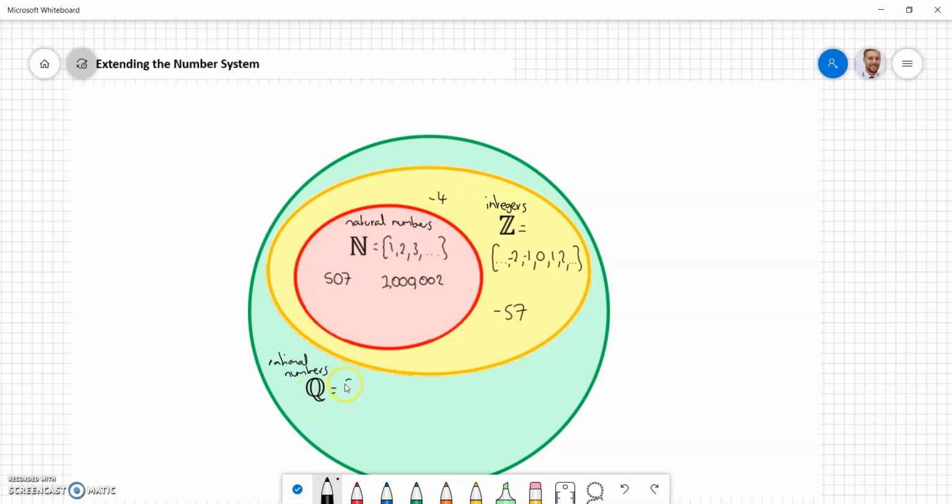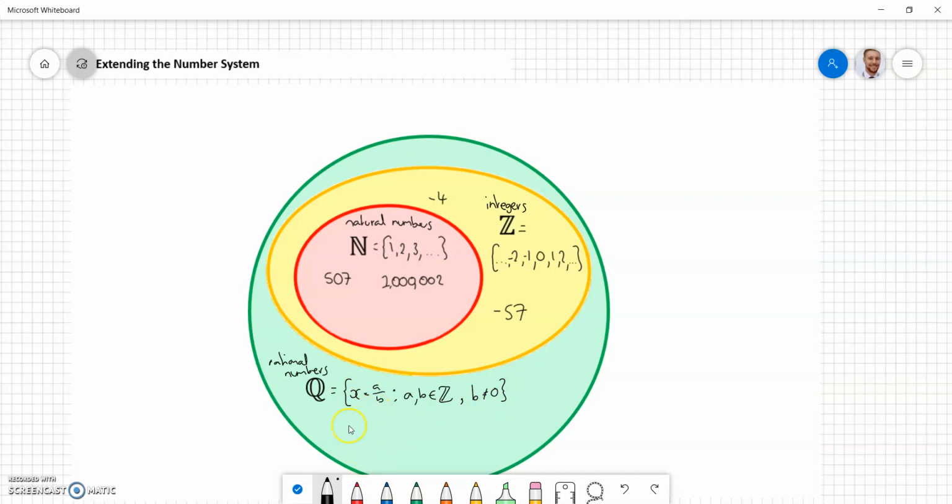Now I'm going to write this in set builder notation and I'll explain it as I go through. So the set of rational numbers are numbers of the form A over B, such that A and B are both integers. So A and B are members of the integers. And also, this denominator B is not allowed to be equal to 0.